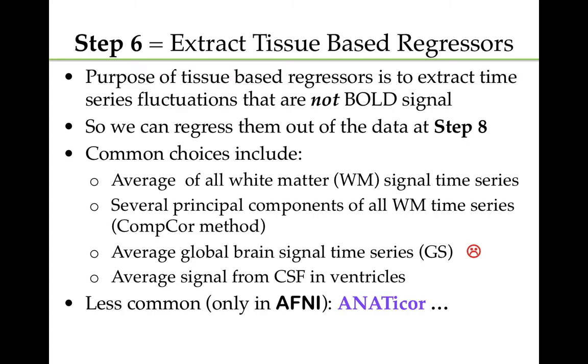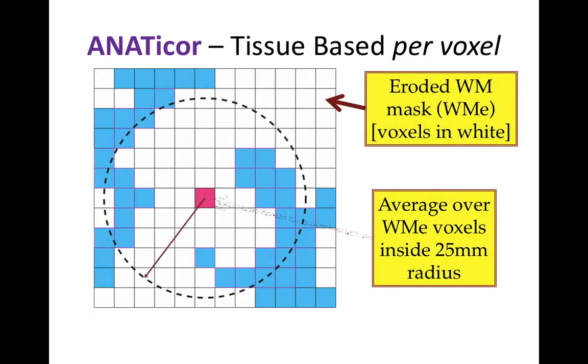Another possibility, of course, is to also use the signal from CSF, which is also thought to be essentially all artifact and noise. Another approach to get white matter signals is used only in AFNI because this approach produces a voxel-wise regressor.